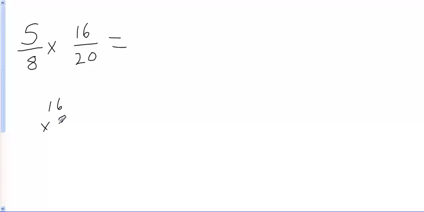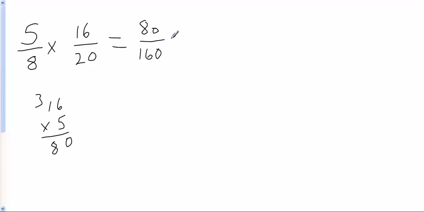So 16 times 5. I have a 0 because 5 times 6 is 30. 0 is there. Carry the 3. 5 times 1 is 5. Plus 3 is 8. So this is 80 for my numerator. My denominator is 8 times 20. Well, 8 times 2 is 16. I add my 0. Boom. Got it.